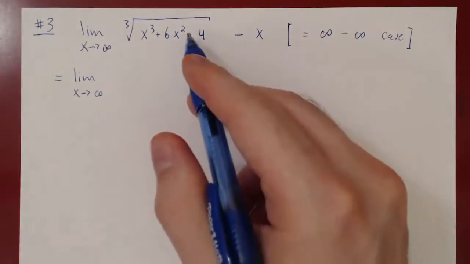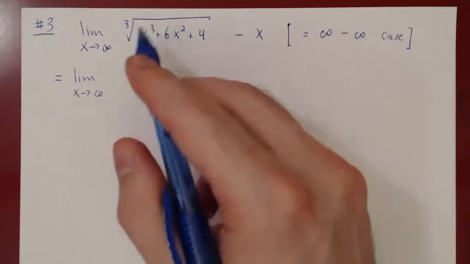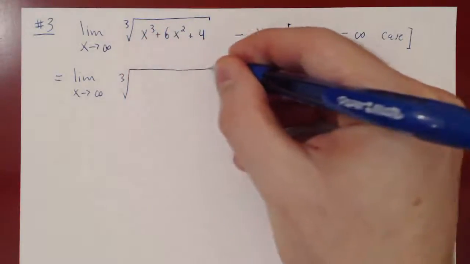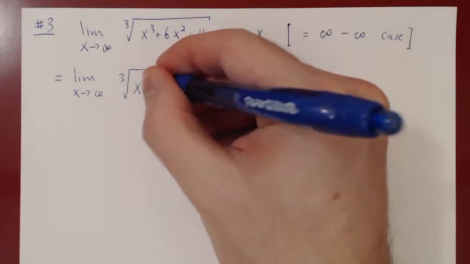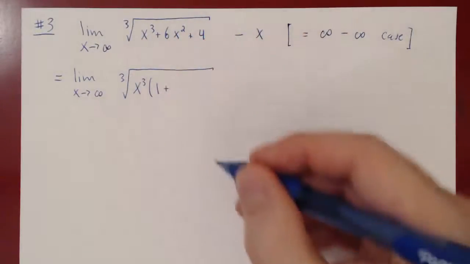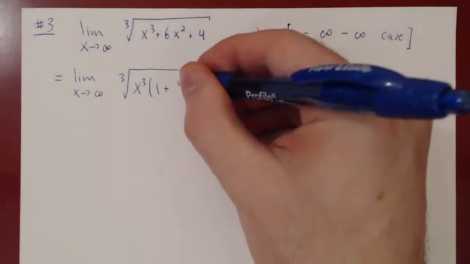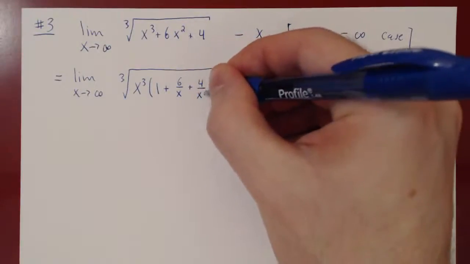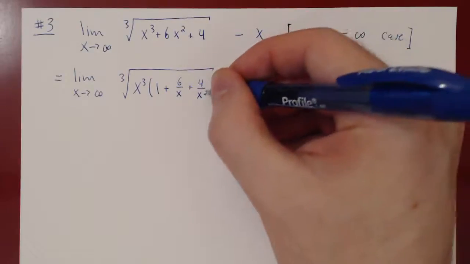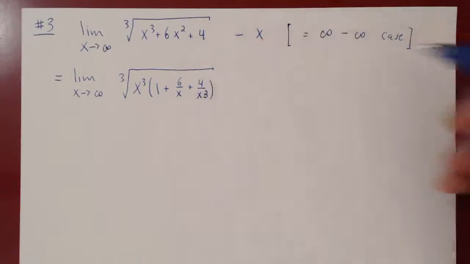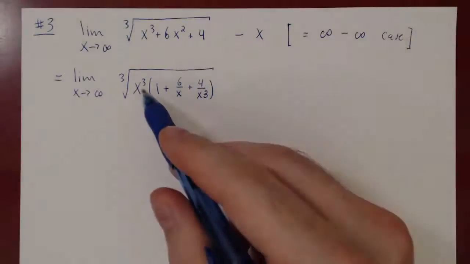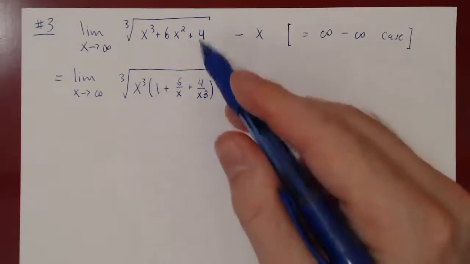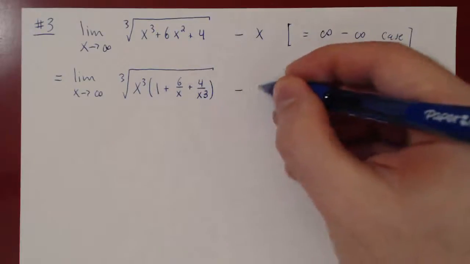What I will do is factor from this cubic polynomial the power of 3. So it'll be x cubed times 1 plus 6 over x plus 4 over x cubed. If you want to check, multiply across: x cubed over x is x squared, x cubed over x cubed is 1, and so this works, minus x.